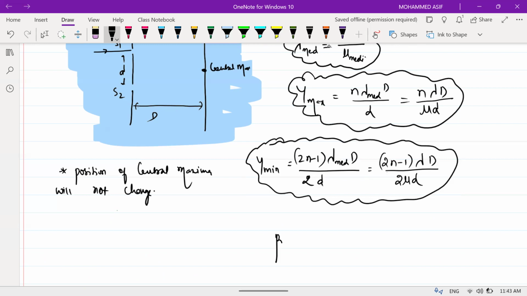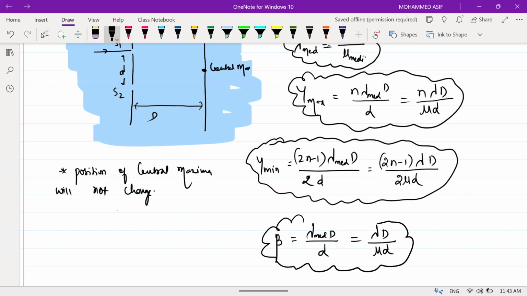At that time, fringe width will also change. Fringe width will be equal to lambda of your medium into capital D divided by small d. So that will be equal to lambda into capital D divided by mu times your small d. So this will be the fringe width when it is immersed in the water. Clear?